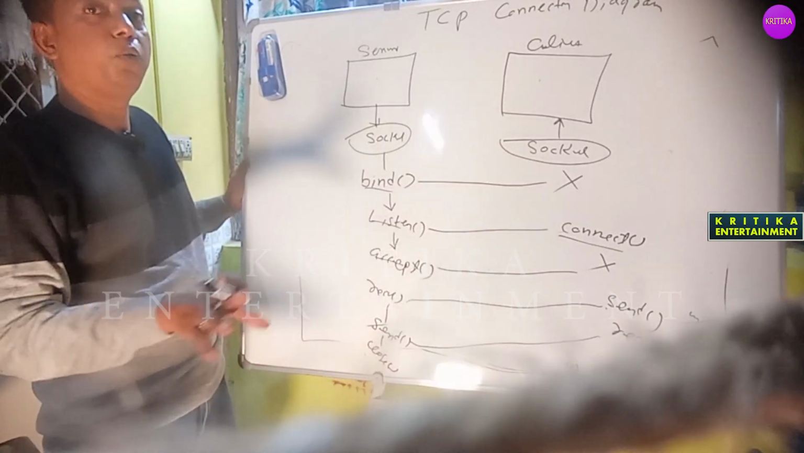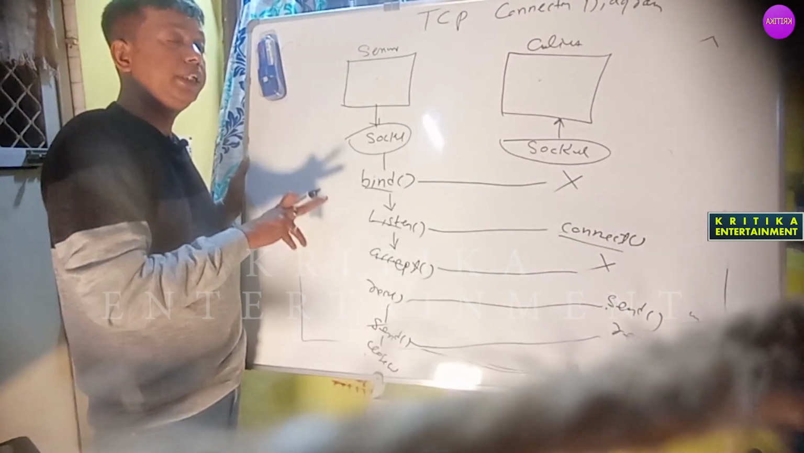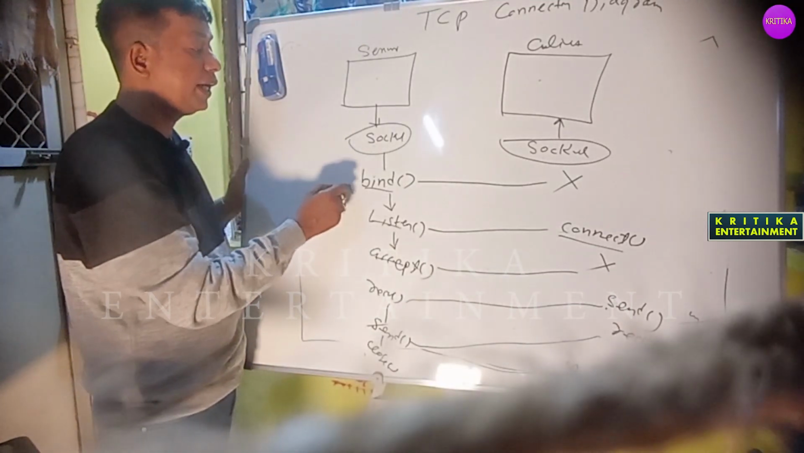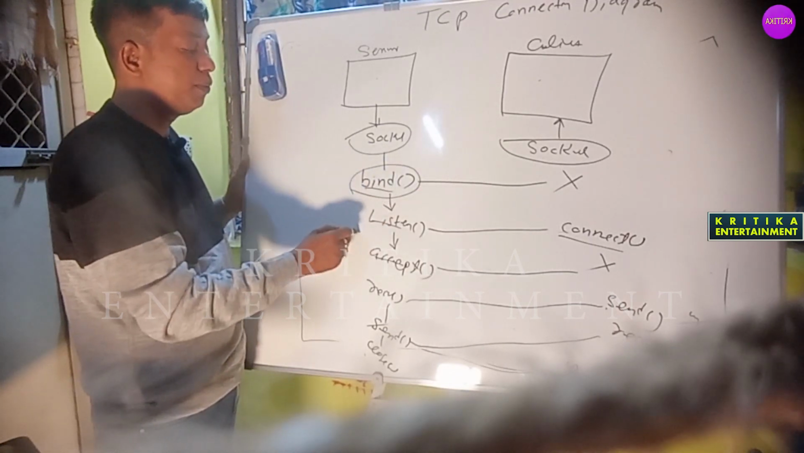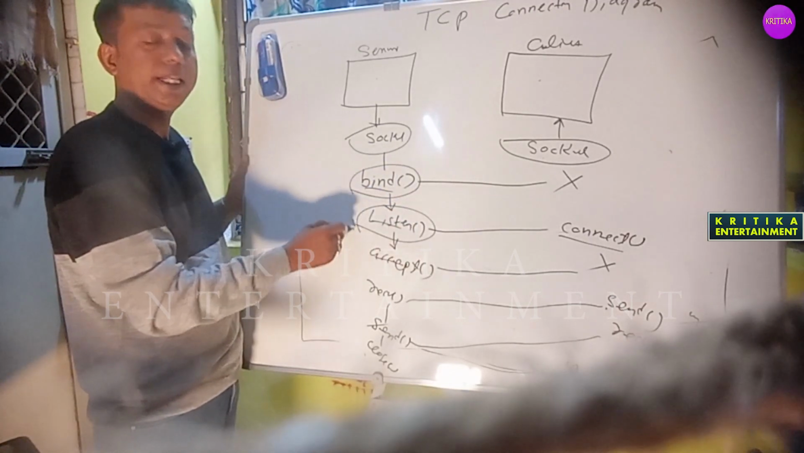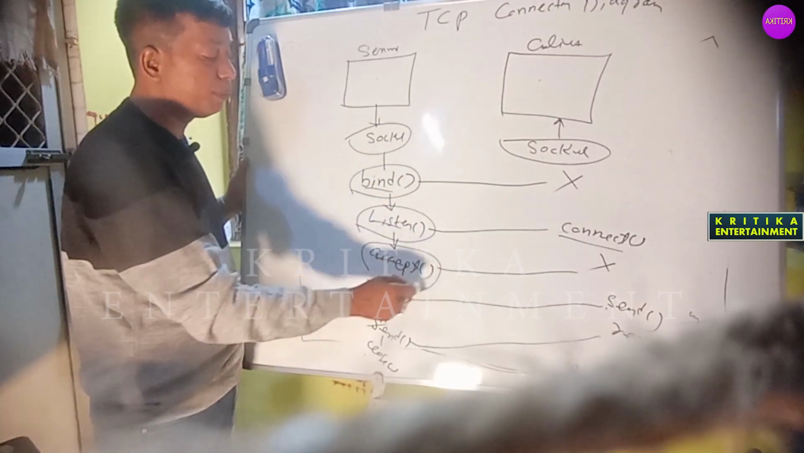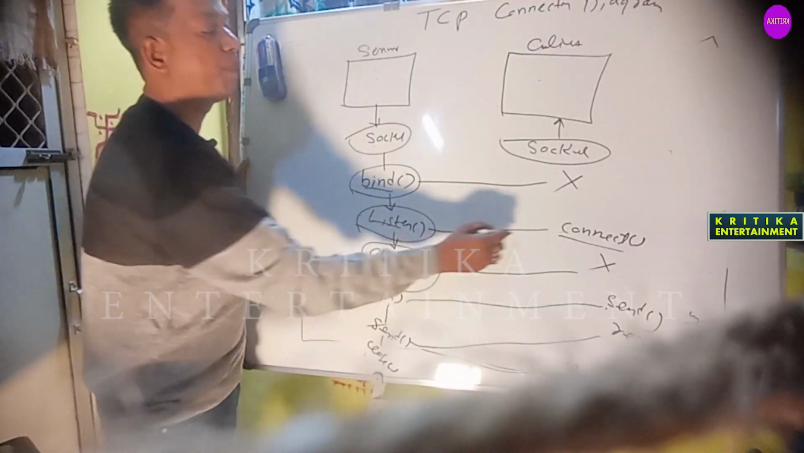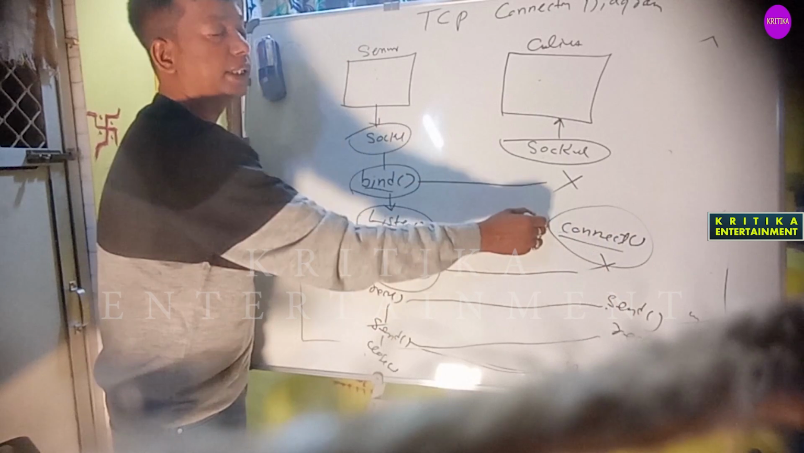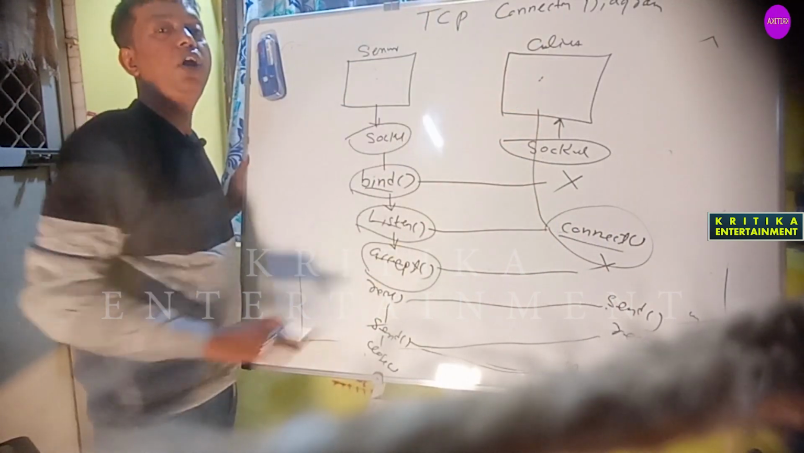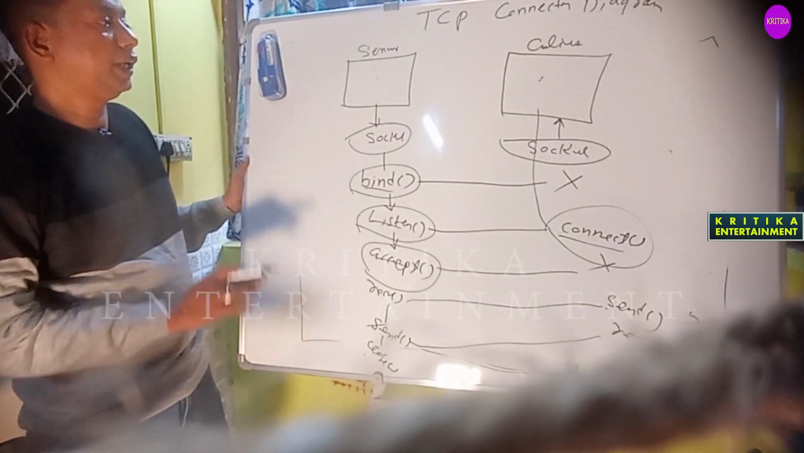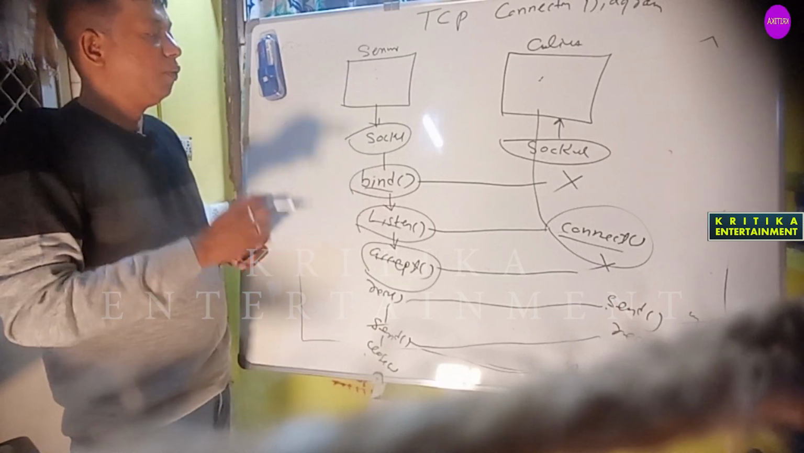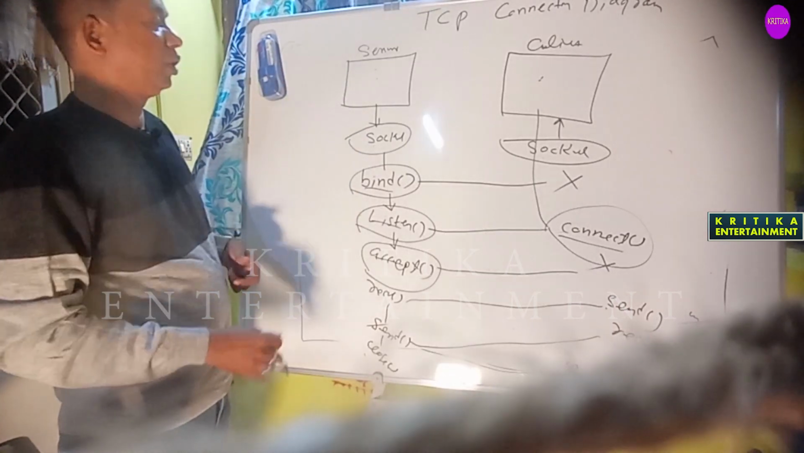Then how do you know whether it is a server machine or not? If you find a bind function, a listen function, and an accept function, then you can know that it is a server machine. When you find a connect function, then you can know it is a client machine. Okay, so now we will discuss these functions.